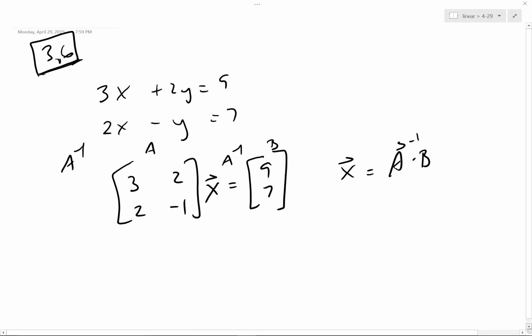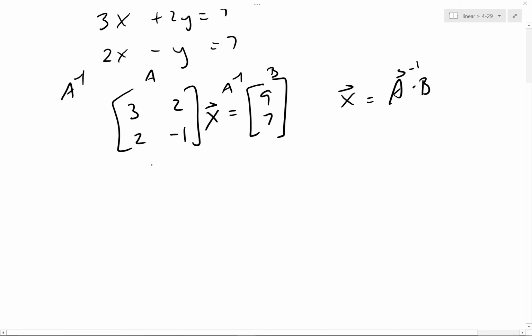Okay? But you can jump through some hoops on this guy, and you can rewrite this as a product of two other matrices, L times U, and then times X is equal to 9 and 7. Now, that's great, but it's stupid. No one does it this way. I mean, no one in their right mind would do it this way. That's why I don't bother to teach it.